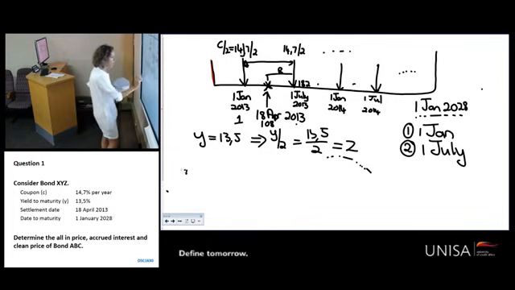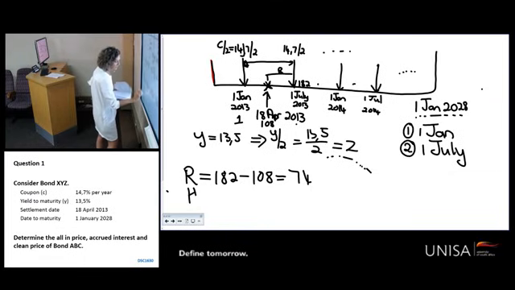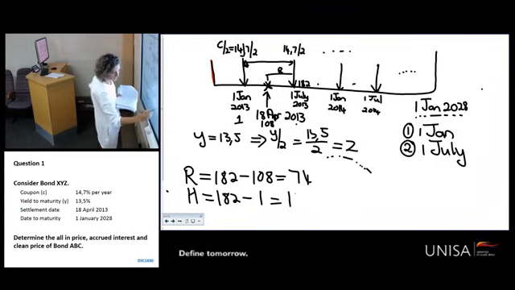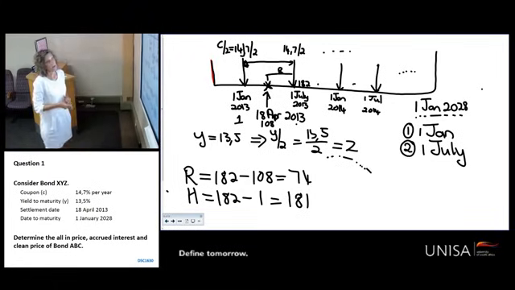So if I want R, it is between these two dates. It will be 182 minus my 108, which gives me the value of 74. What is H? H is between 182 and this 1. So 182 minus 1, which gives us 181. Okay, what's the last thing we need to calculate is our N value.